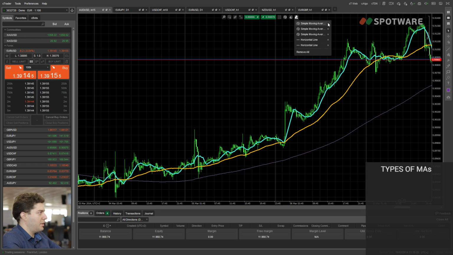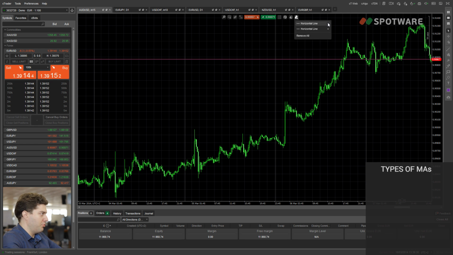Now we're going to talk about the different types of moving average indicators. There is no best type to use. It depends on what you want to do. You can choose the type that you will use.